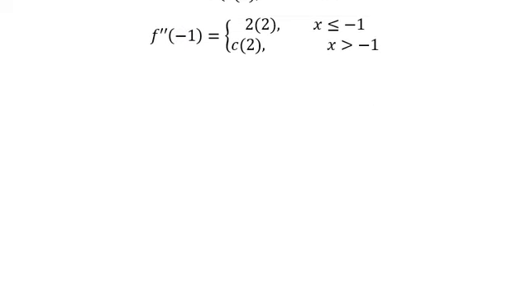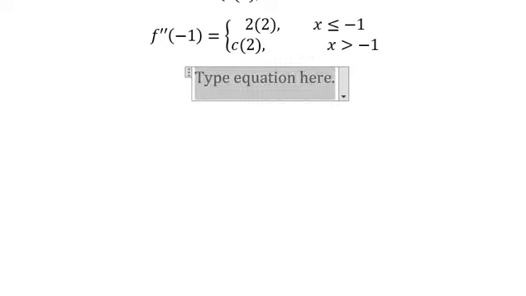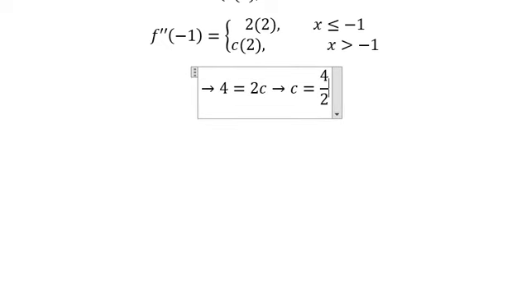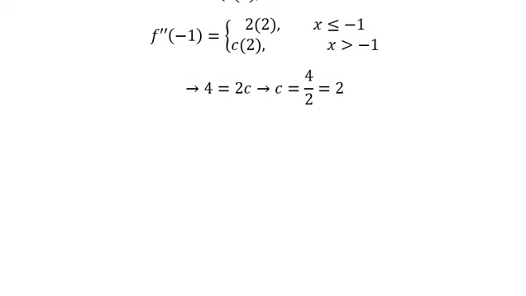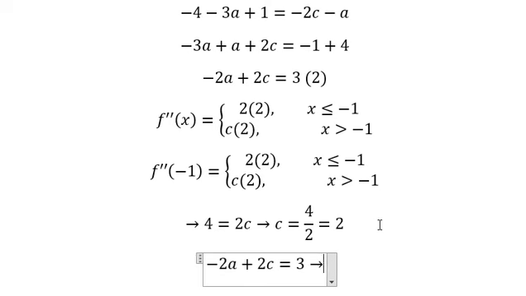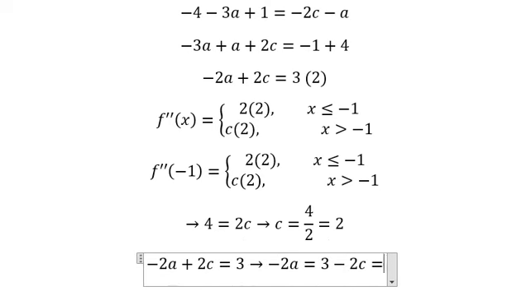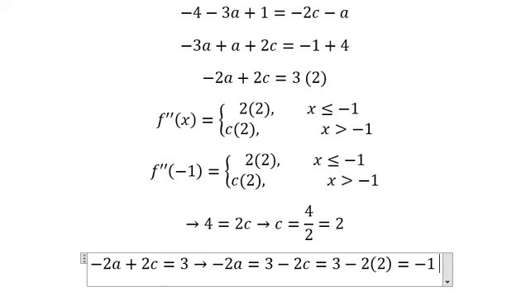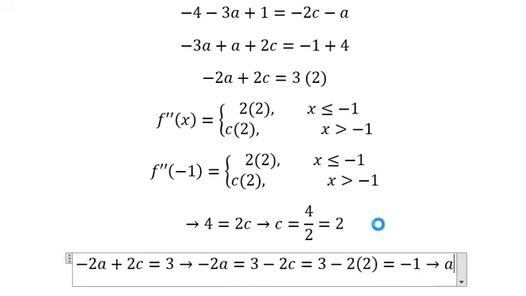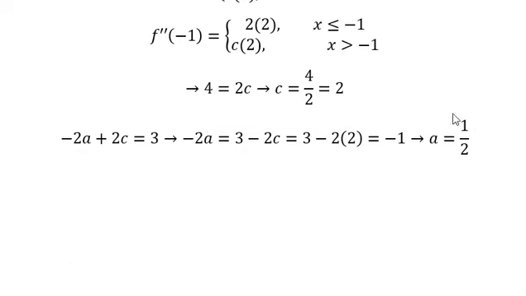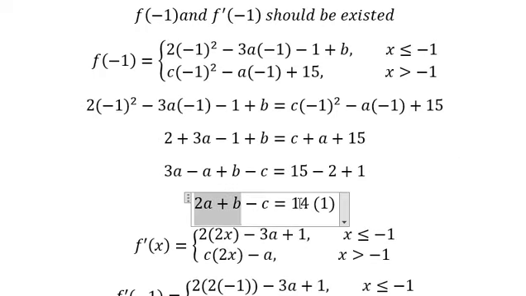So we have 2 multiplied by 2, and we have 4 equal to 2c. So we can find c equals 4 divided by 2, and we have 2. So after we have c, we can find the value of a. And we have negative 1. We divide both sides by negative 2, and we have 1 over 2. So we have a, we have c. We can find the value of b.